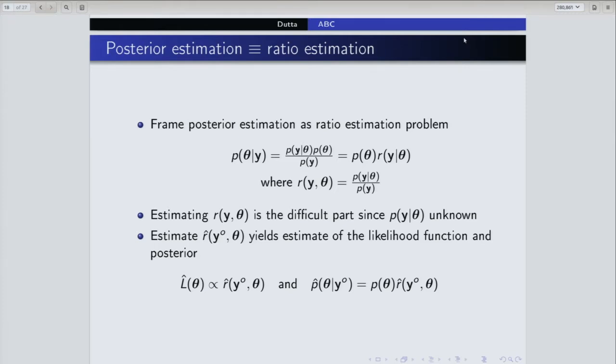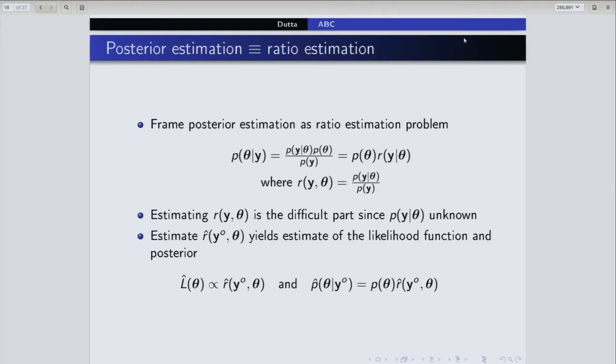We just write it like this: this is the prior, and this is the ratio r(y | theta), where this ratio is p(y | theta) divided by p(y). I just write this part as a ratio. You can do that. And we see that the ratio is a ratio between two densities. This is the likelihood function, and this is a density from the marginal. So estimating r(y, theta) is the difficult part since p(y | theta) is unknown.